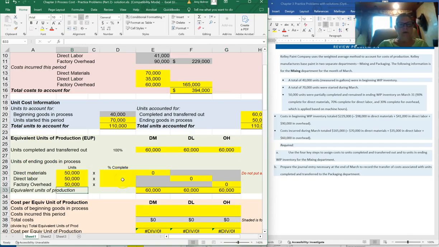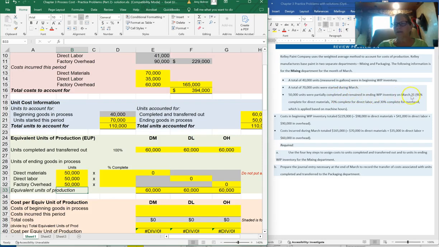And then we have to go back over to the problem, and they're going to tell us what percent complete each one of these are, because direct materials might be added all at the beginning of the process, so they might be 100% complete, right? Direct labor and factory overhead are going to be some other percentage completion. They might be added as the process goes on.